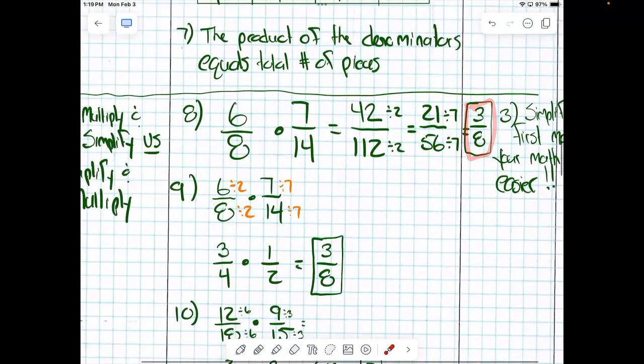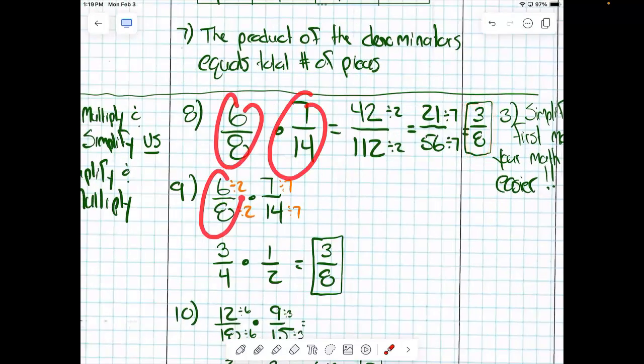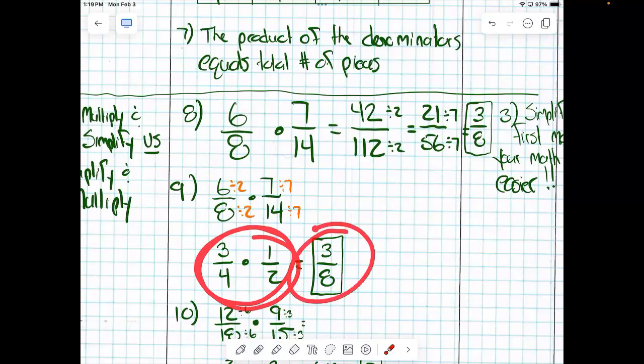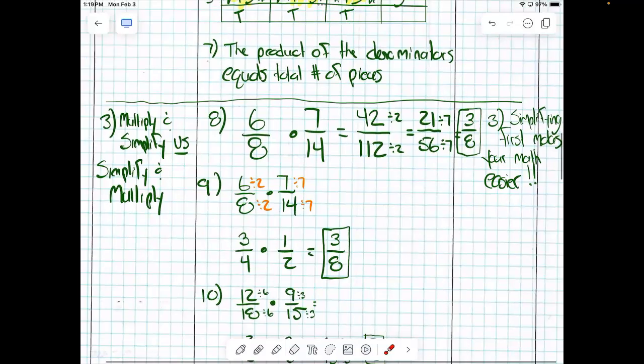In number 9, notice 6/8 times 7/14. What do we do first here? We reduce, so 6/8 can reduce to what? 7/14 can reduce to what? Are these numbers easier to deal with than these numbers? Yes. So in the end, do we think it's easier to reduce first or multiply first? Which one? Reduce first because you're going to be dealing with an easier math problem, yes or no? Yes.